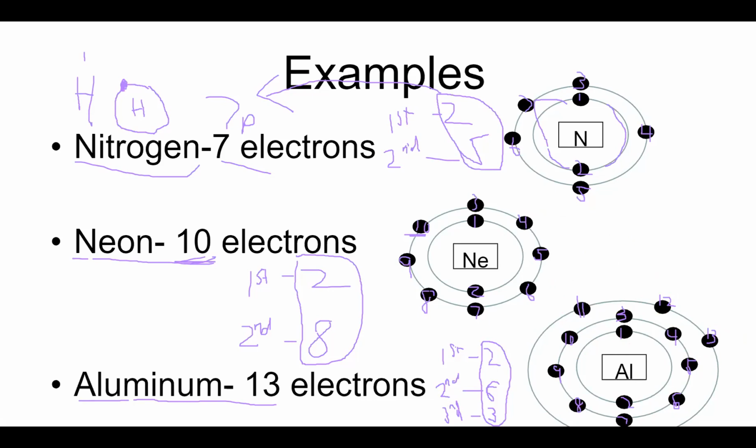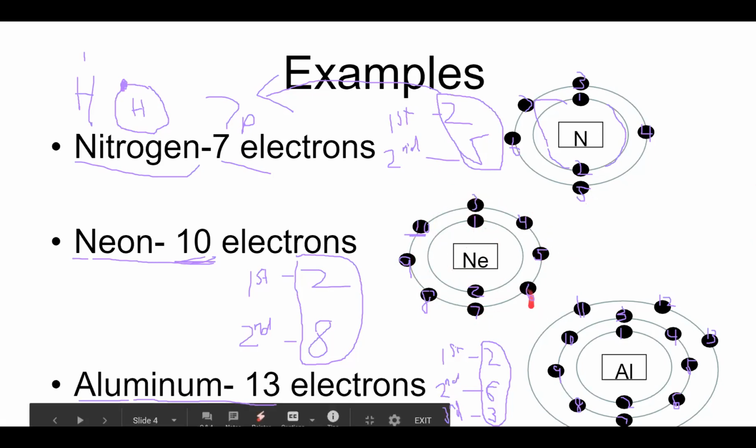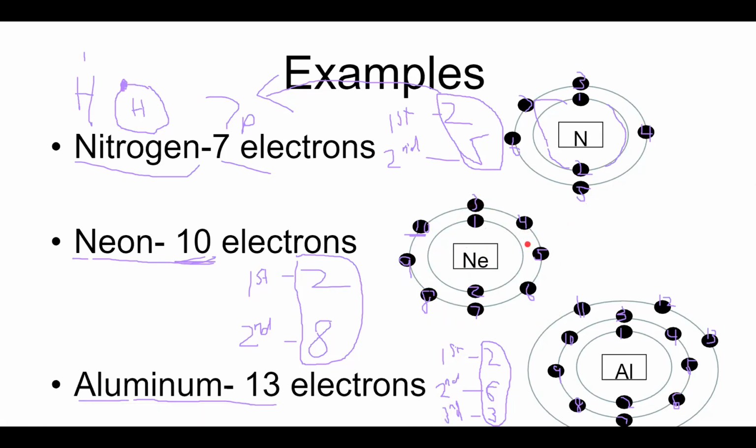There's not really a minimum number. I guess the minimum number for a shell to exist would be 1. So like Neon over here, right? He's got 2 on his first shell and 8 on his second shell. So he's completely full on both shells. He doesn't have a 3rd shell because he doesn't have any more electrons. There are no more electrons that we need to put anywhere outside of the second shell. And so if there are no electrons there, then we don't really consider that shell or that orbital being in existence. And so we only look at them when they have electrons on them.